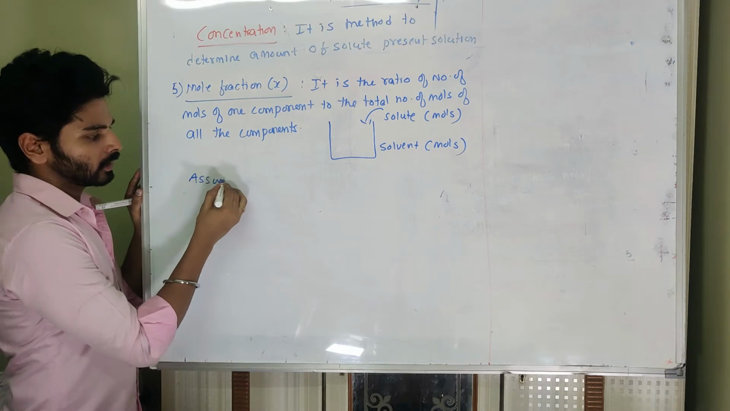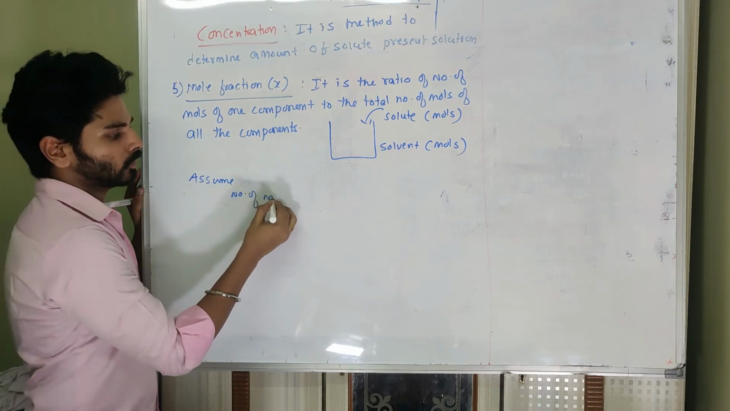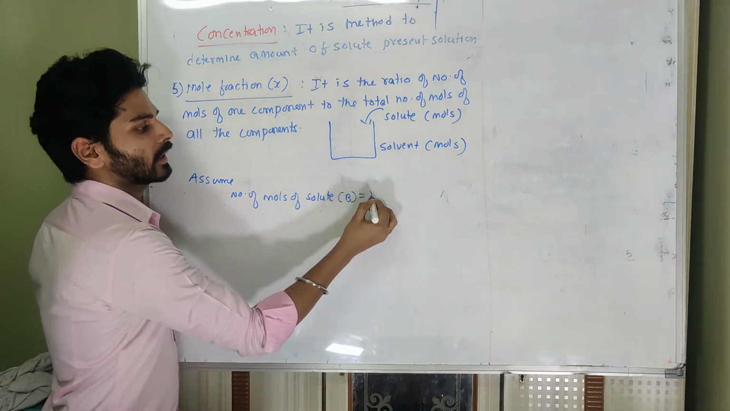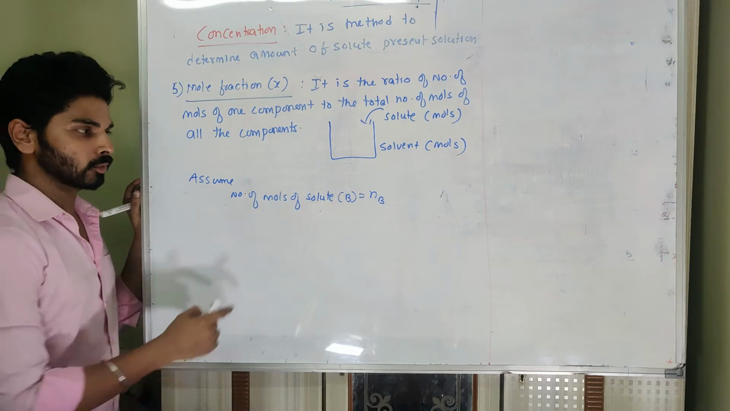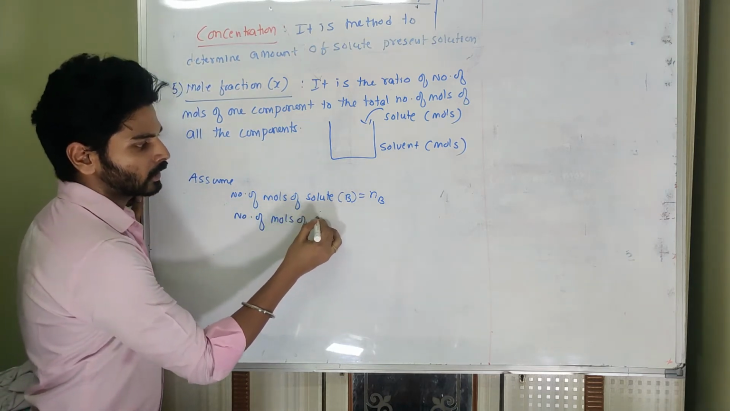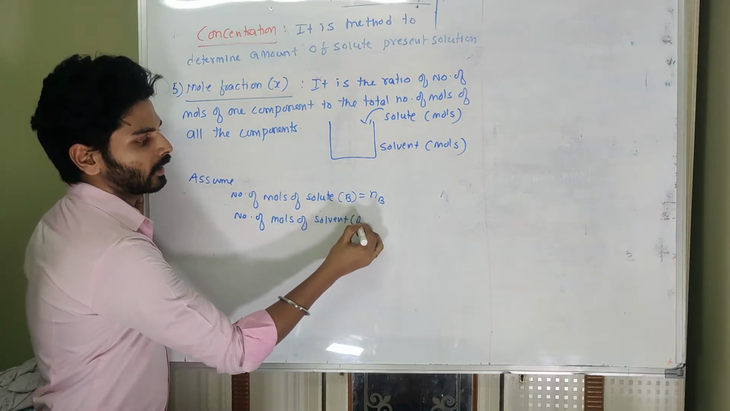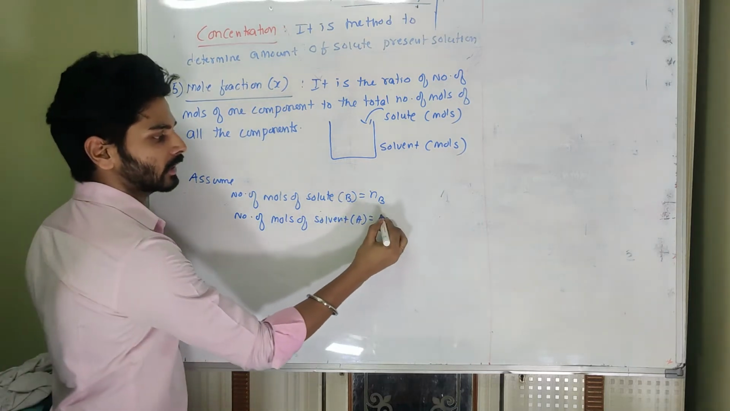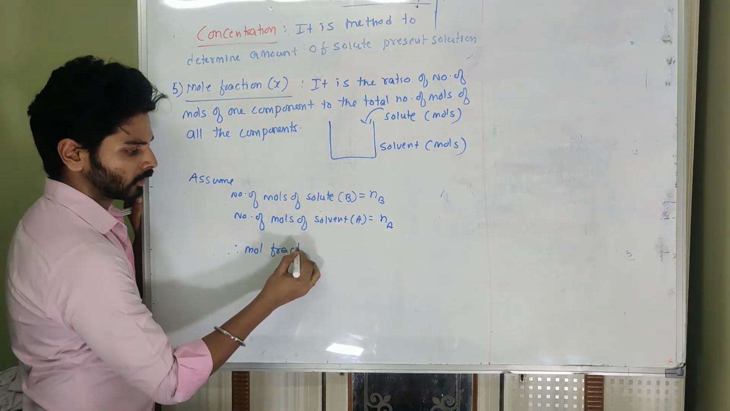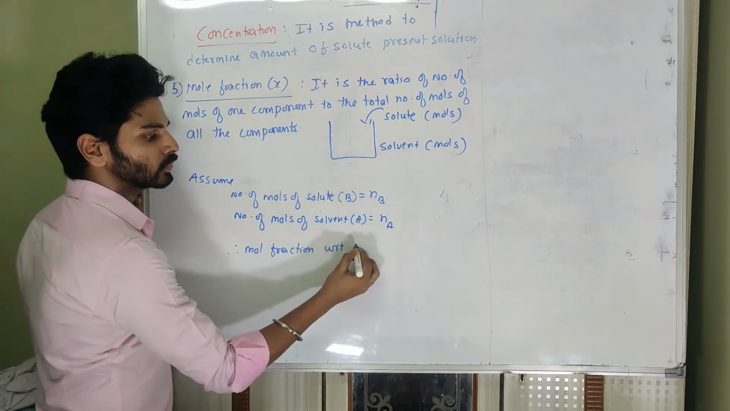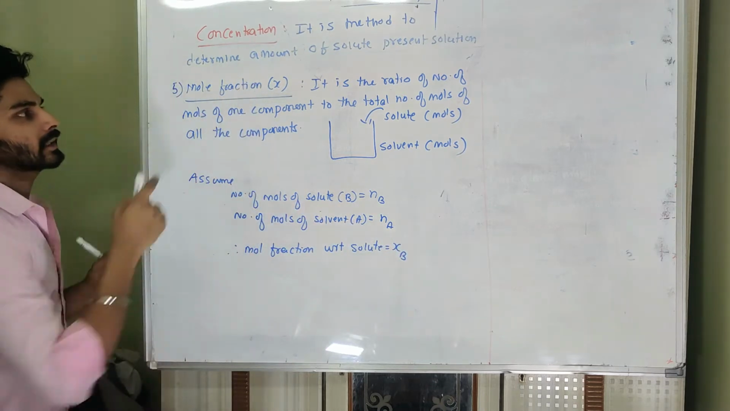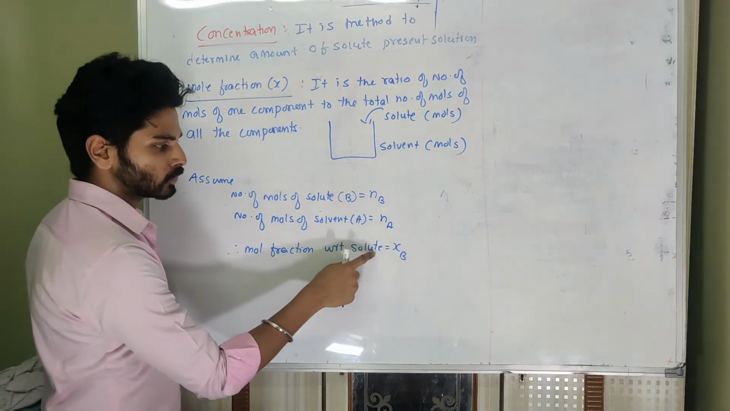Assume the number of moles of solute. I'll represent solute as B. Let us say NB. N stands for mole. Moles of B is NB. Similarly, the number of moles of solvent. Let me take solvent as A. So then it is NA. So we can calculate mole fraction with respect to solute as XB, where X stands for mole fraction, and with respect to solute we are doing.